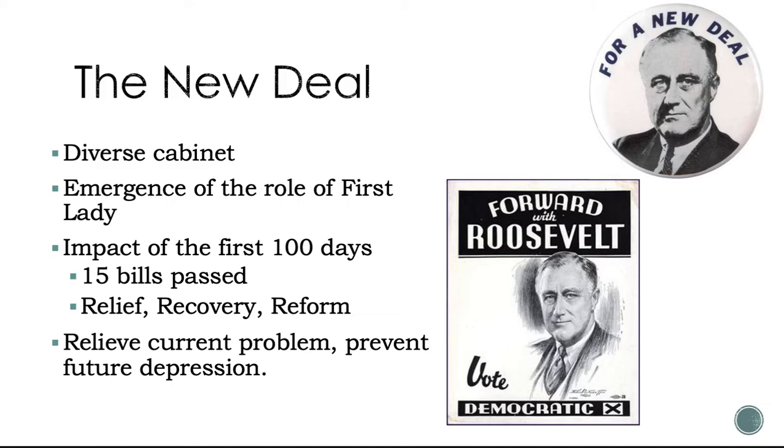When we look at FDR, he is going to have a diverse cabinet in that he appoints the first female to a cabinet position, and that'll be Frances Perkins, and she'll be the Secretary of Labor. So taking a real new approach to the presidency. We're going to see the emergence of the role of the First Lady with Eleanor Roosevelt.